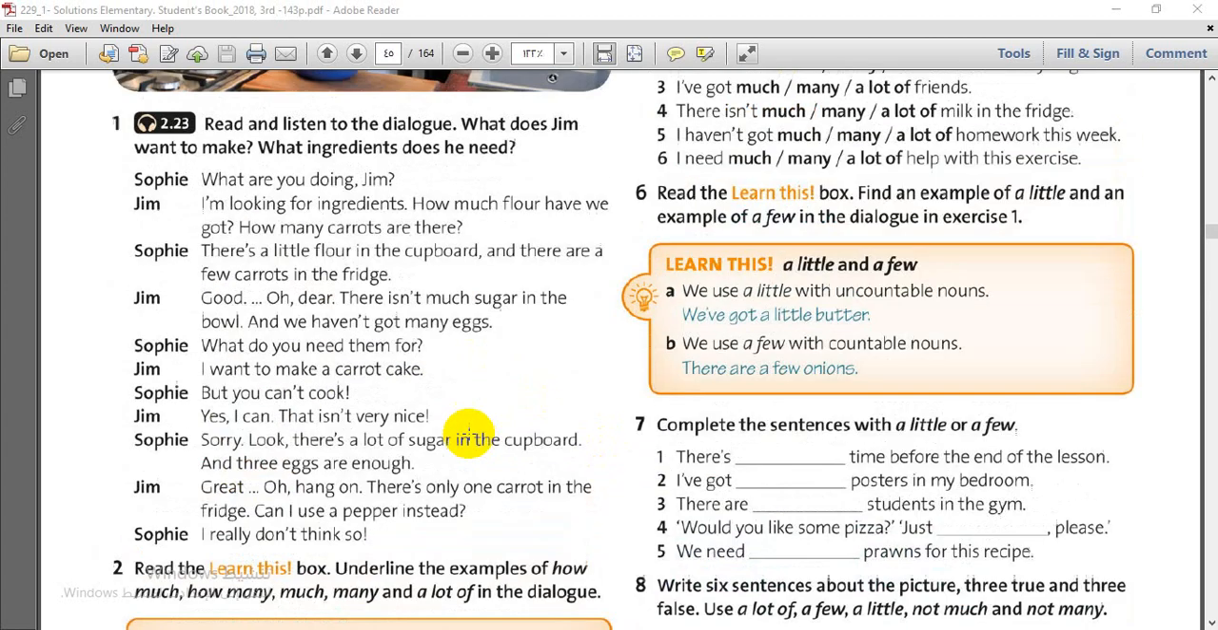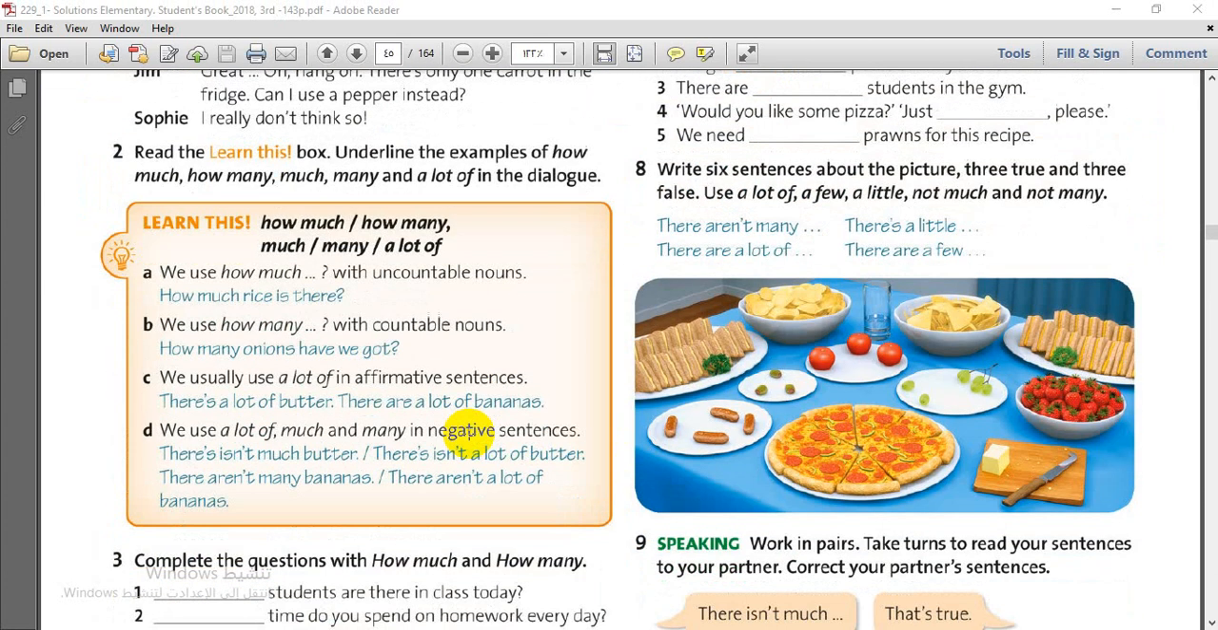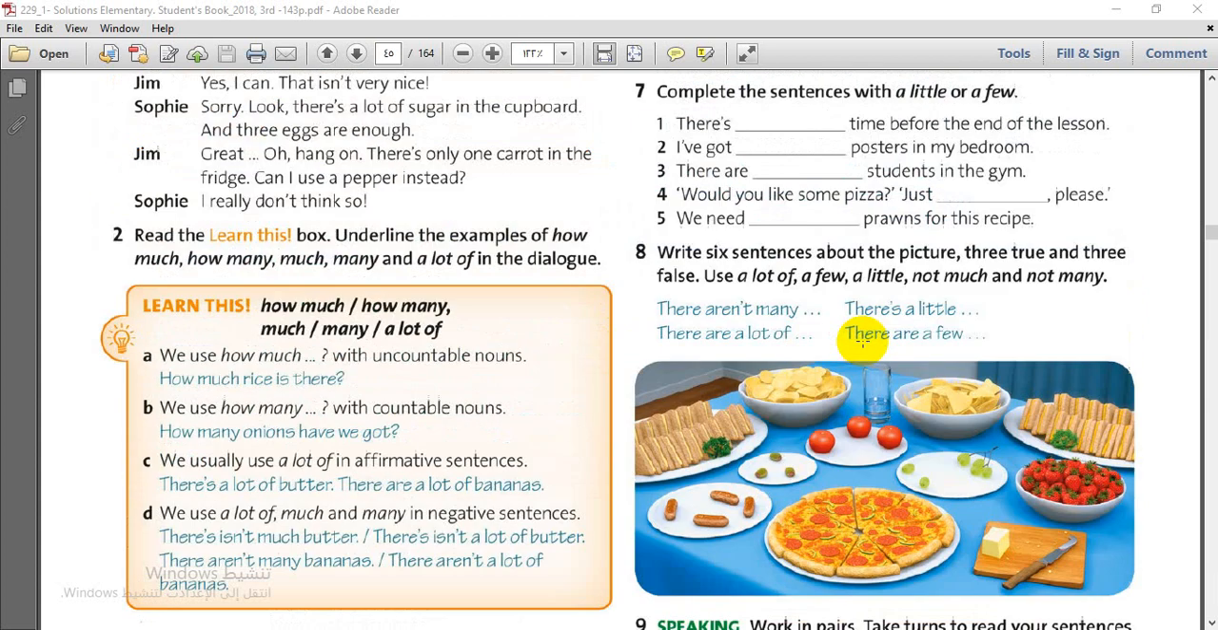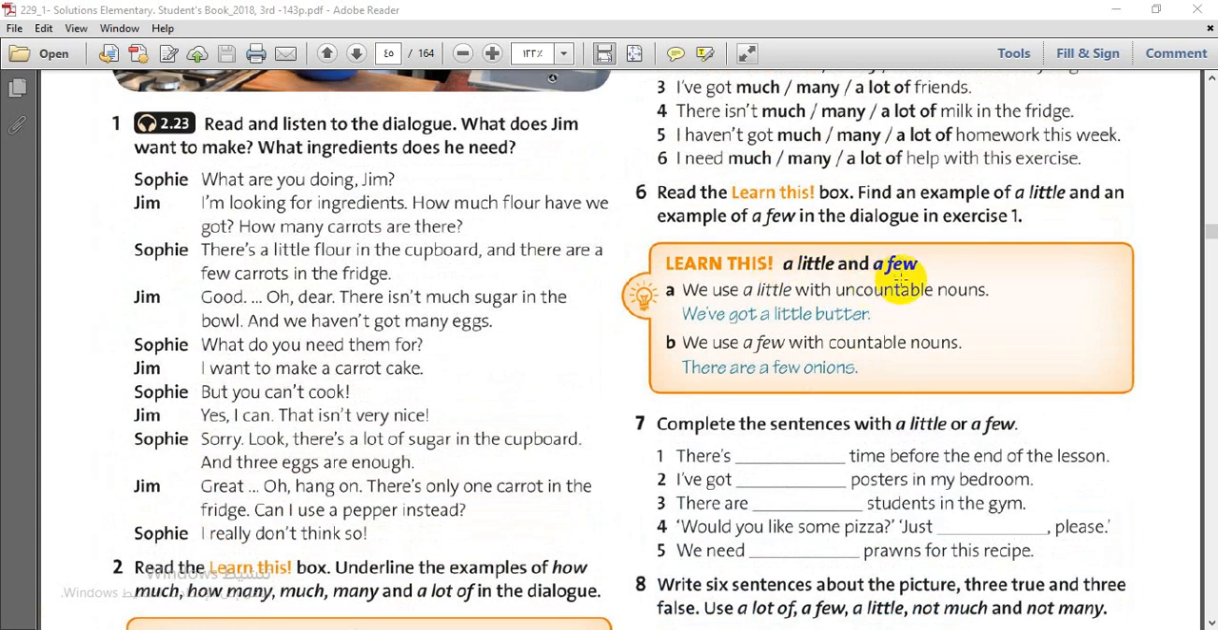In short, we had today in this lesson how much, how many, much, many, a lot of. So I told you that how much is with uncountable nouns, how many with countable nouns. We have few or a few or a little. A few with countable nouns, and a little with uncountable nouns.